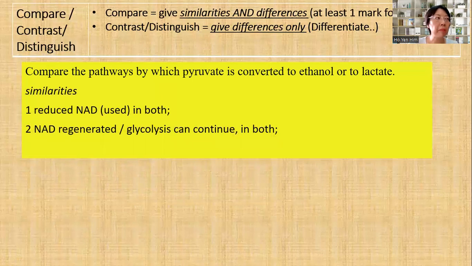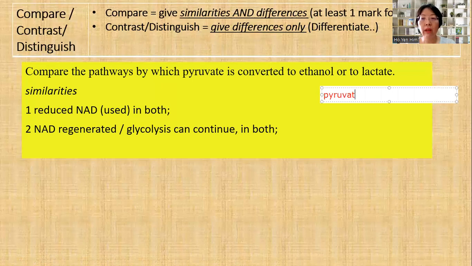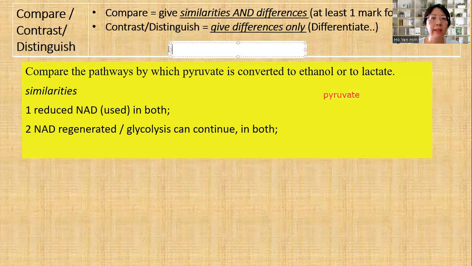So compare means I must have similarities and differences, right? So the first one is for both of them, the reduced NAD will be oxidized, so NAD is being regenerated, so that glycolysis will continue. So this one everyone knows, right? You start with pyruvate, and you want to regenerate the NAD. Okay, so next question, next answer.